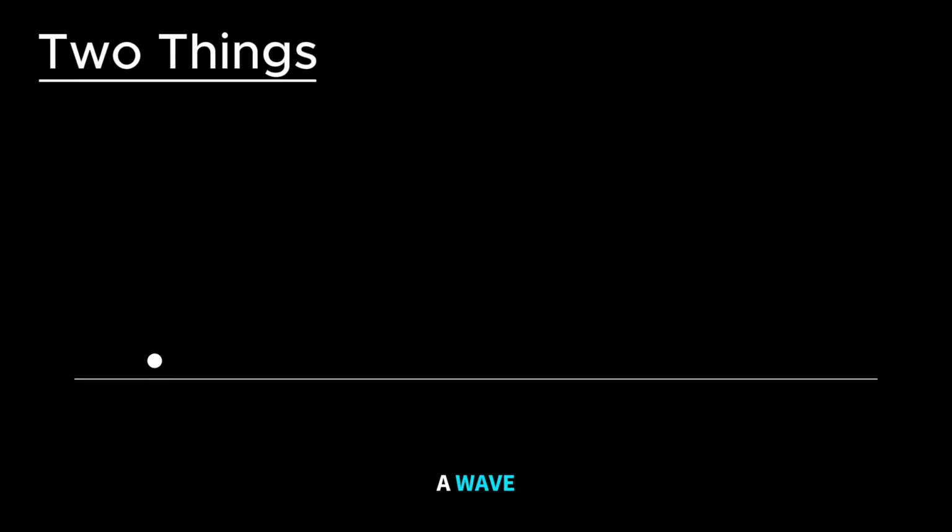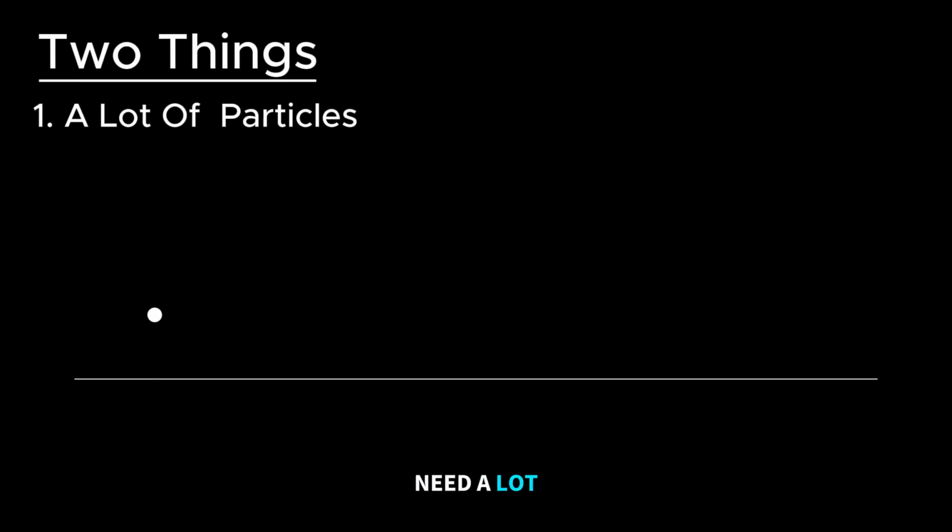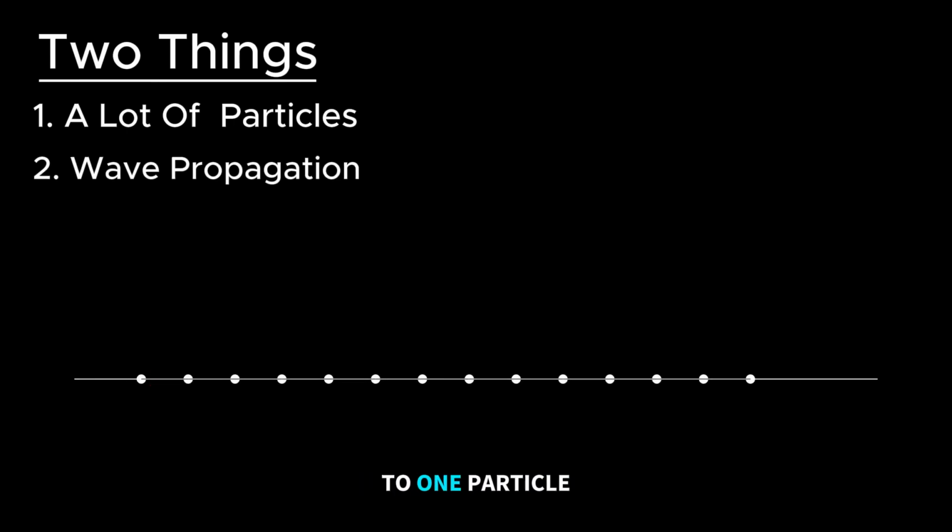Now, this is not what you call a wave because you are giving the disturbance to a single particle. For it to become a wave, then the disturbance must be able to spread to other particles that are present. So that means that we need about two things to make this a wave. The first thing we need is a lot of particles. The second thing is that the disturbance we give to one particle must be transferred to the other particles that are also present. This is what makes a wave.